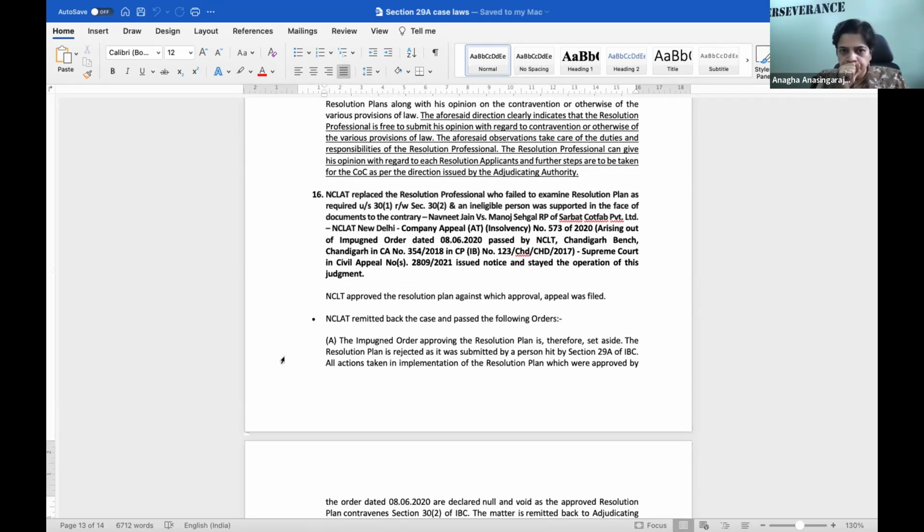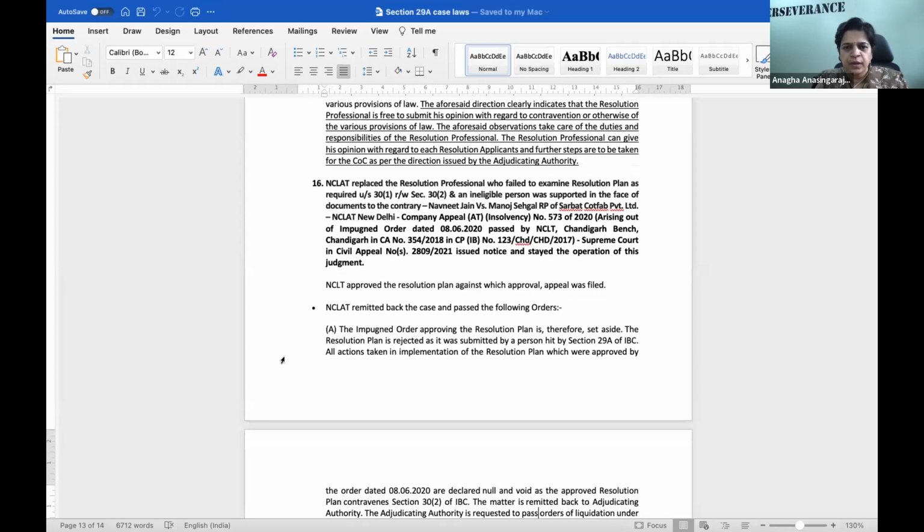Now, the 16th, where the NCLAT replaced the resolution professional. Now this is like a contrary thing, again, so we need to be really careful. The NCLAT replaced the resolution professional who failed to examine the resolution plan as required under section 31, read with section 30, and an ineligible person was supported in the face of documents to the contrary. So this went into NCLAT, and the NCLAT decision is now in the Supreme Court. The Supreme Court has issued the notice and has stayed the operation of this judgment. The final decision has not come in this case.